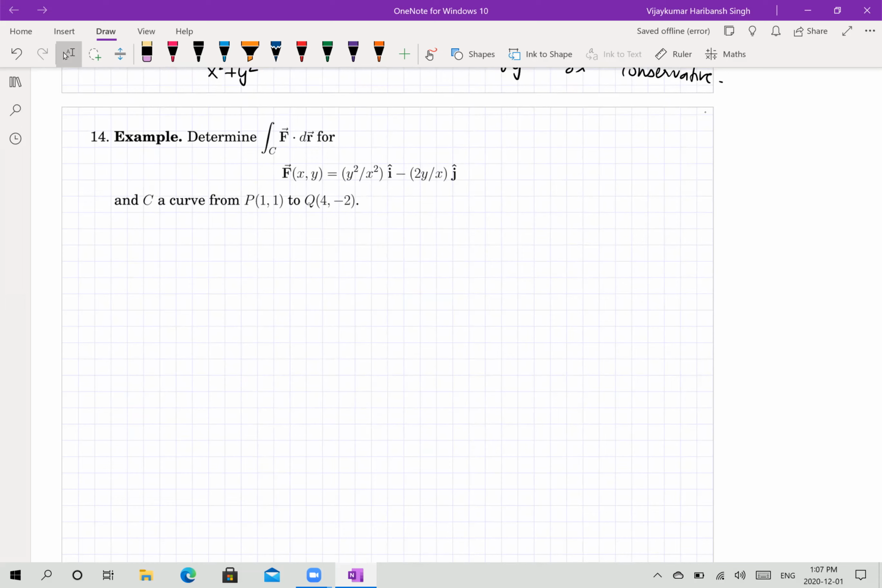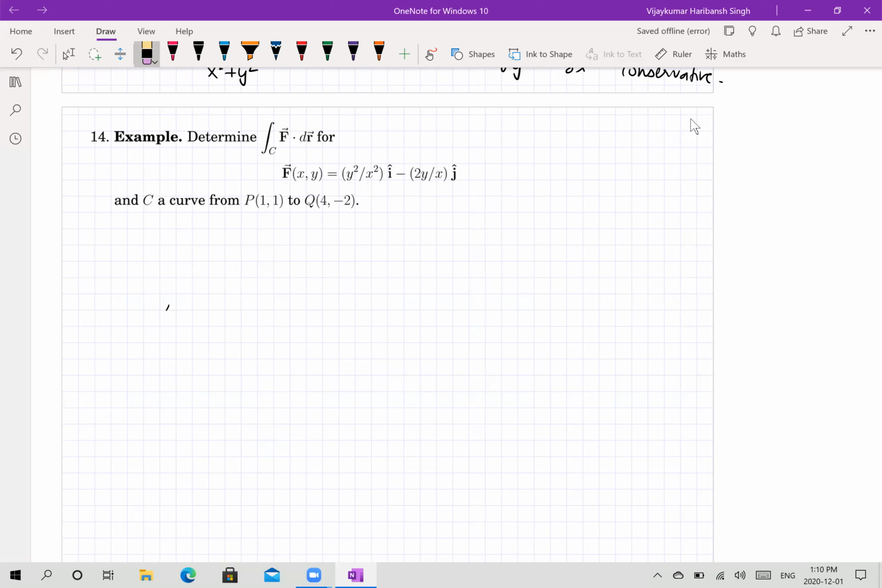Compute the integral of F dot dr, where F is (y squared by x squared, minus 2y by x), along the curve joining (1, 1) and (4, -2). So we're joining (1, 1) to (4, -2). Let's see, what is this integral?